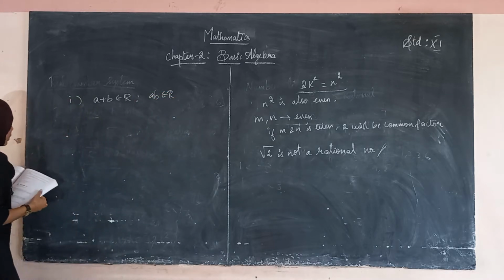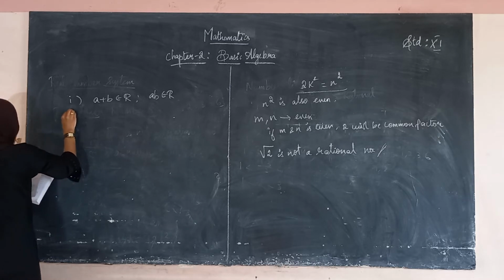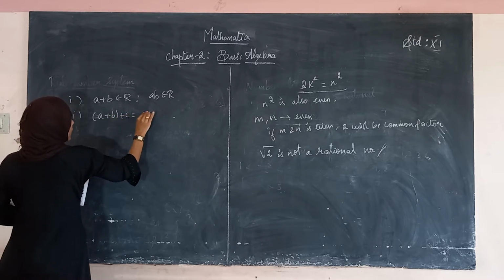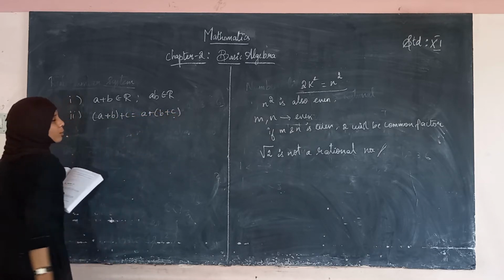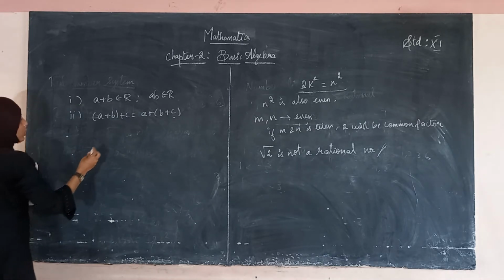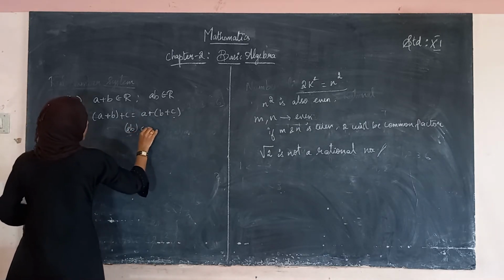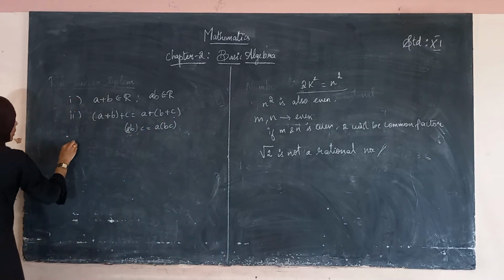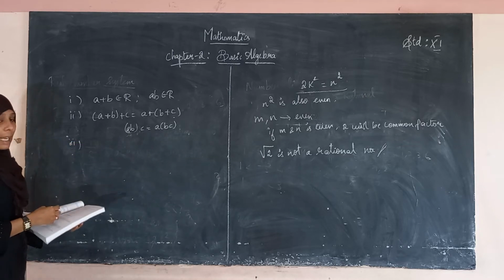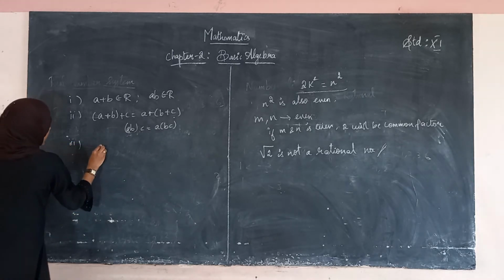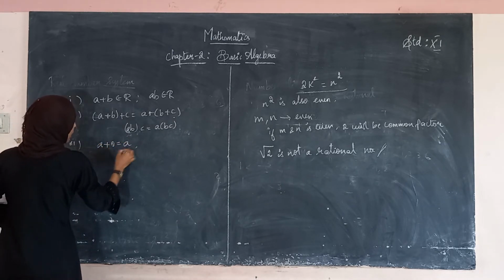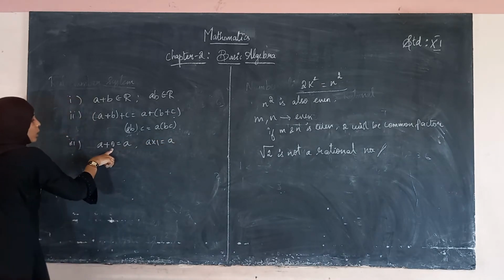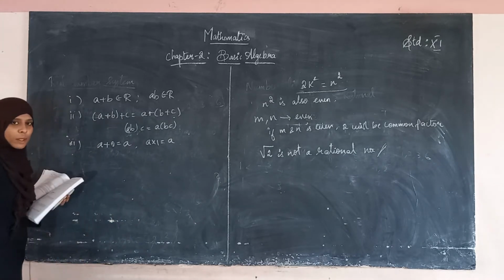See the next one, they are taking three elements a, b and c from R, then (a plus b) plus c will be equal to a plus (b plus c). This is the associative property, right? Multiplication also: (a into b) into c will be equal to a into (b c). The next one, identity. If a belongs to R, then a plus 0 will be equal to a. This is for addition, and for multiplication a into 1 will be equal to a, where 0 is the additive identity and 1 is the multiplicative identity.